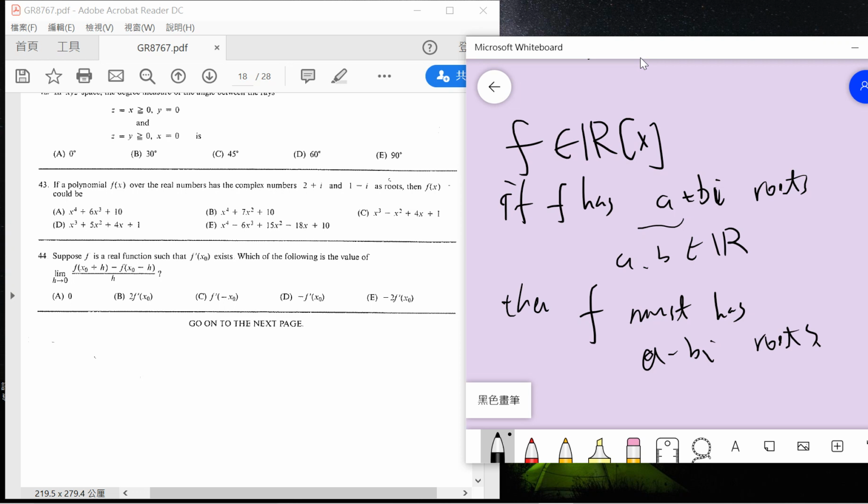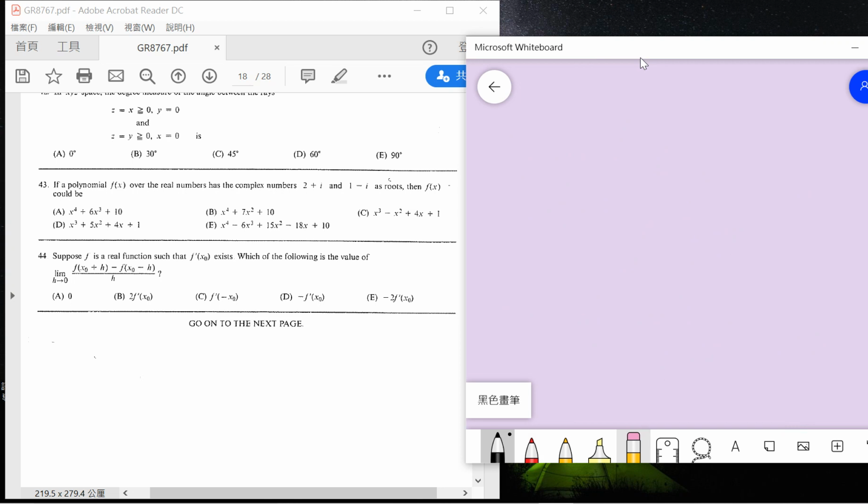This is an important fact. Basically, because all the irreducible polynomials in R must be degree 2 or degree 1. Okay, so once you know this fact, then you can simply solve it. Because f contains 2 plus i, then it must contain 2 minus i as its roots.